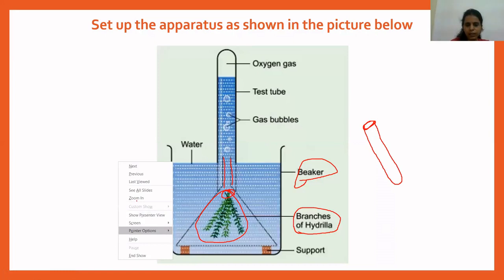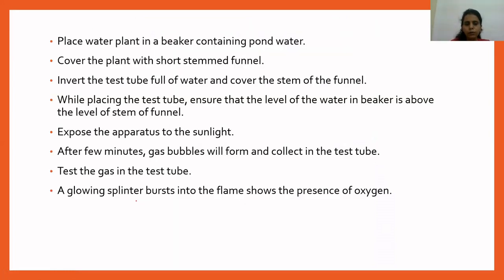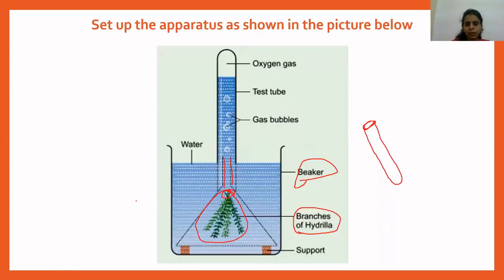After setting up this entire apparatus, you have to place it in the presence of bright light. The light source could be a normal lamp which we use at home, or it could be sunlight. Now, as this water plant is exposed to sunlight, what will happen? This water plant will start doing photosynthesis and oxygen gas will be produced, which will be liberated out of the stem of the funnel in the form of bubbles.